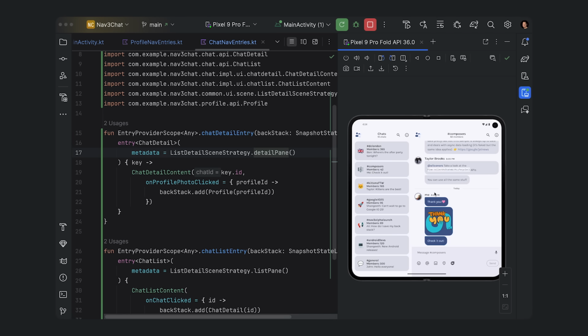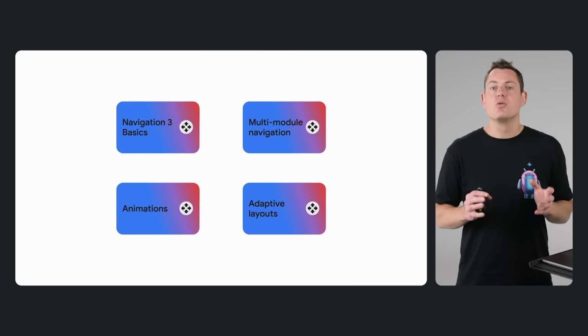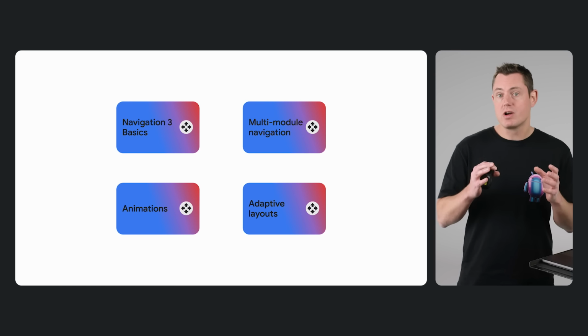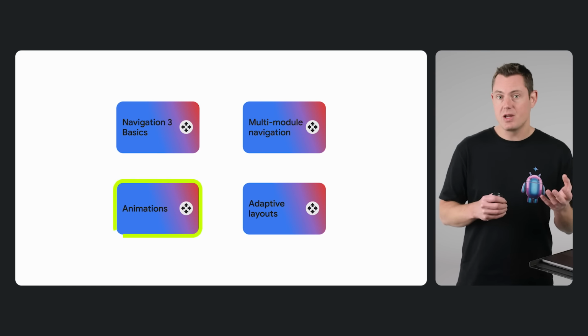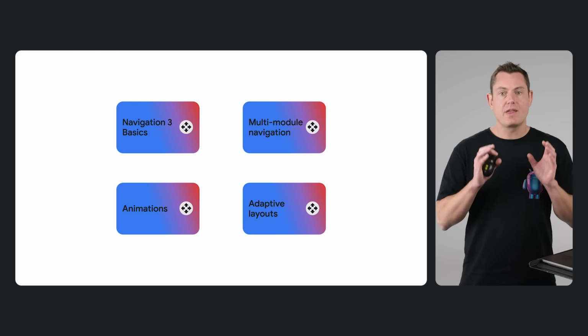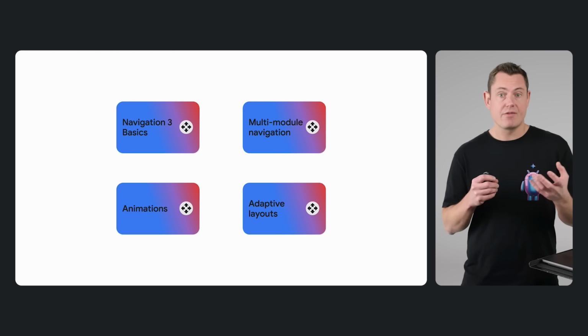This approach allows each feature team to progressively enhance their own module for large screens without any activity changes besides adding the scene strategy. So we've covered a lot today, from the very basics of NavEntry to modularizing our navigation code, adding animations, and adapting our app to support larger window sizes. But that's really only scratching the surface of what NavEntry can do.